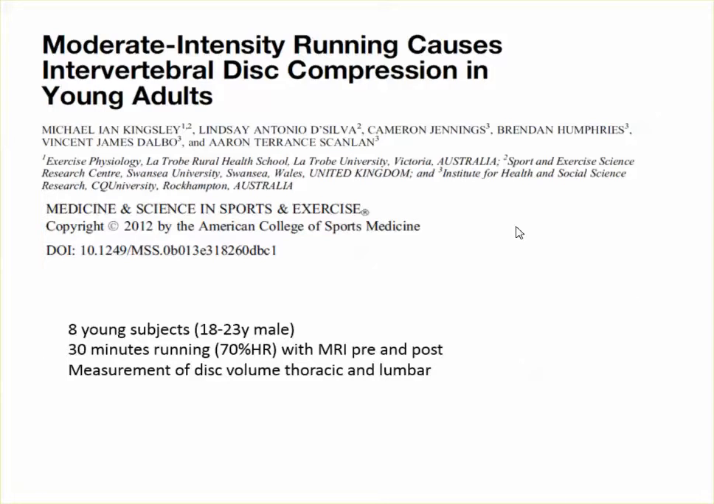Okay, so this is another study. Moderate intensity running causes disc compression in young adults. So they took eight young subjects, basically men between the ages of 18 and 23, and they had them run for 30 straight minutes at a moderate pace, 70% of their heart rate. And they got an MRI before they went for a run, and they got an MRI after they went for a run. And then they measured the disc volume.